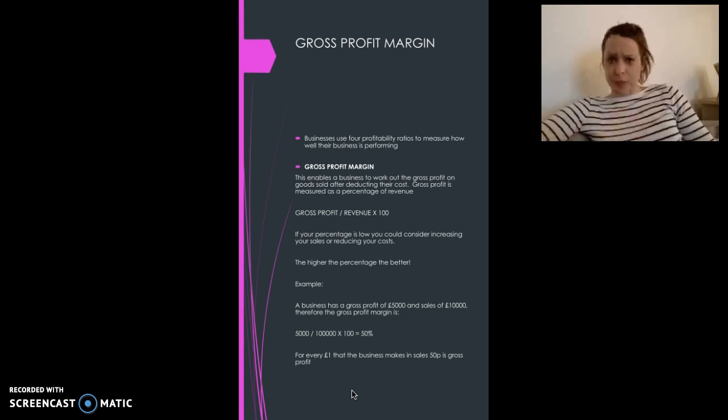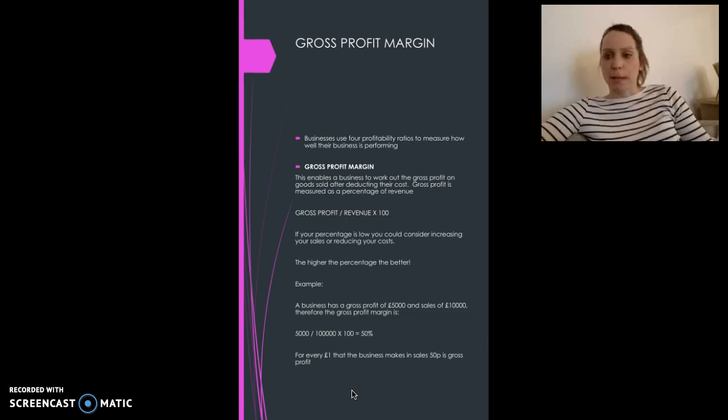So the first one we're going to have a look at is your gross profit margin. Now, there are four profitability ratios that we're going to have a look at, and this is one that is often used just to give a very baseline view of how well a business is performing. Now, it's not the most accurate because, as I say, it doesn't take into account any expenditure, but what it will do is allow you to have a look at the percentage of your gross profits on goods sold after deducting their costs. So it's mainly attributed to your production costs.